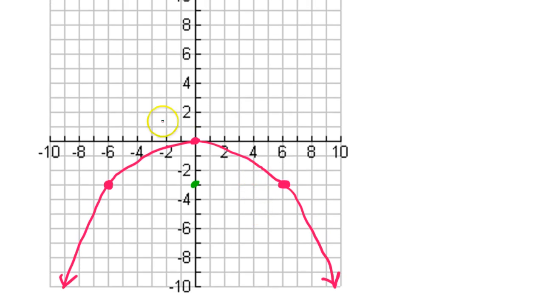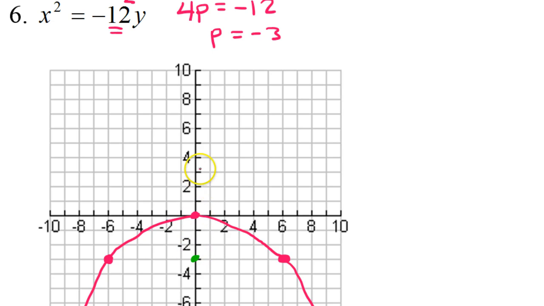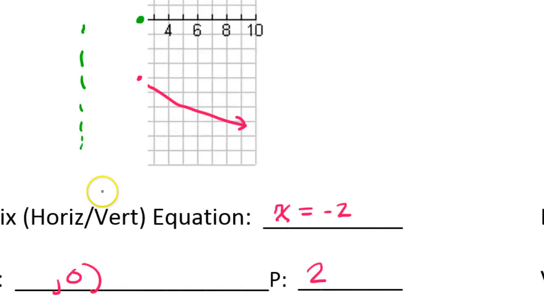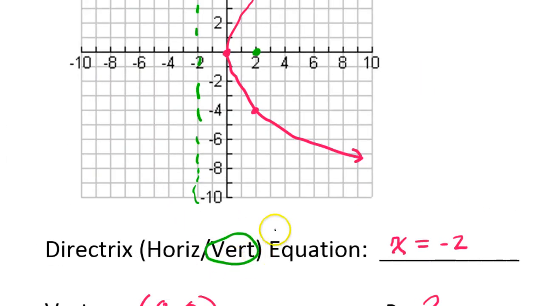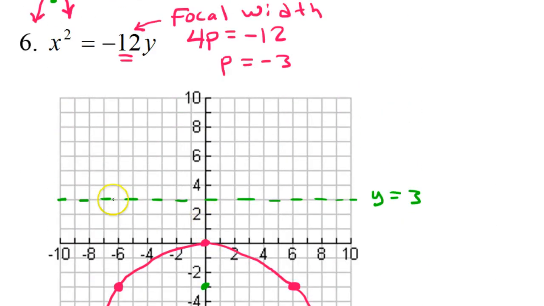Okay, now my directrix I know is going to be horizontal. It's going to be p in the other direction. So if here I have a negative 3, then my directrix will be at positive 3. So this is my directrix. Horizontal lines are always y equals something. So this is y equals 3. I was supposed to circle horizontal, and then this one was vertical. Okay, and that's it for number 6.